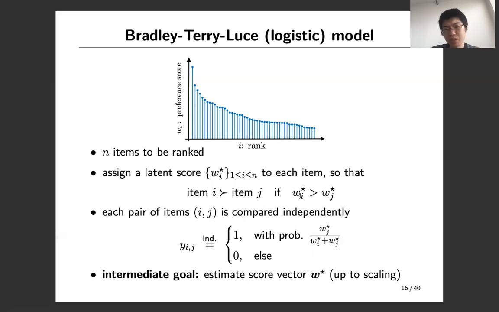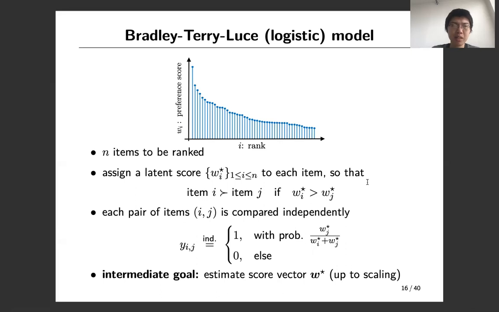Here I put up to scaling because, as you can see, if you arbitrarily multiply W star by a positive constant, it will not change the statistical nature of this problem. So we only need to estimate this score vector W star up to a scaling.